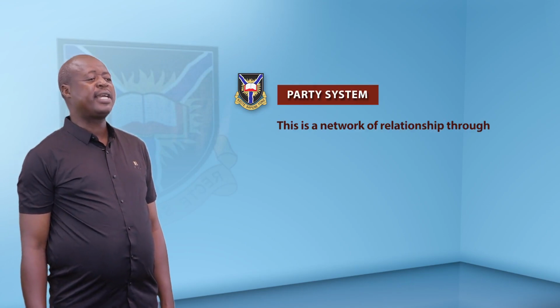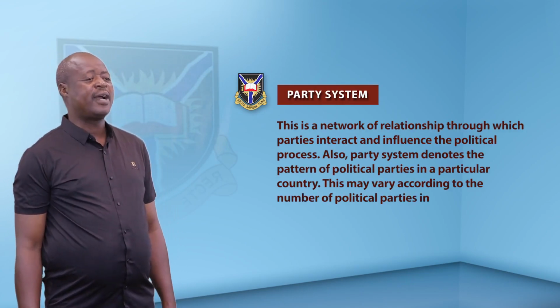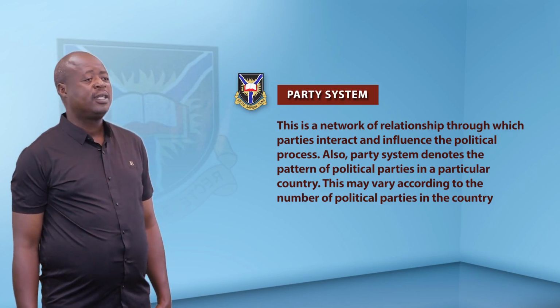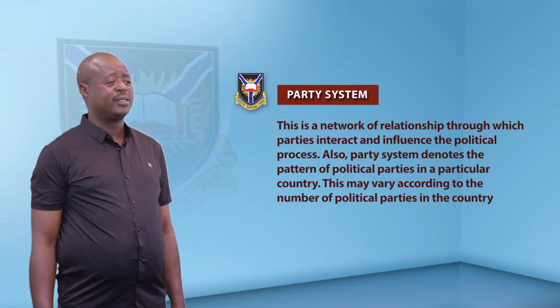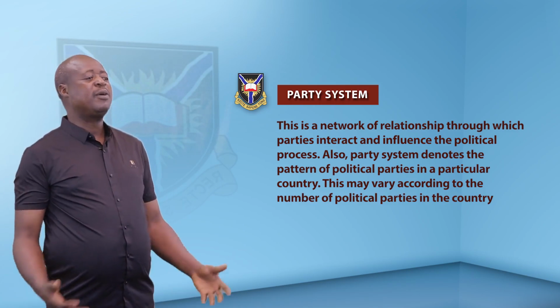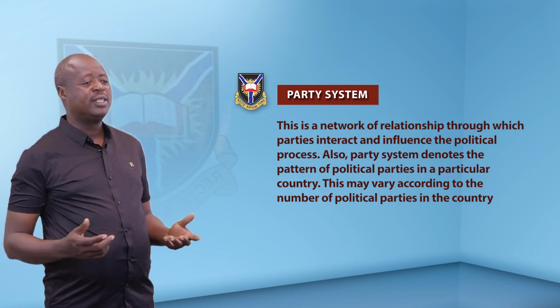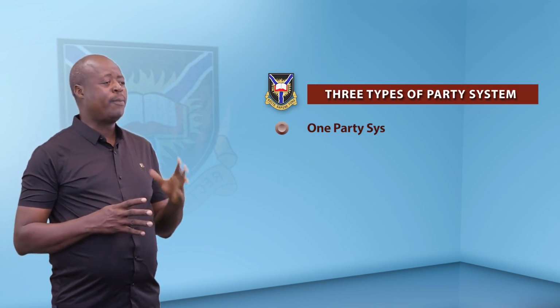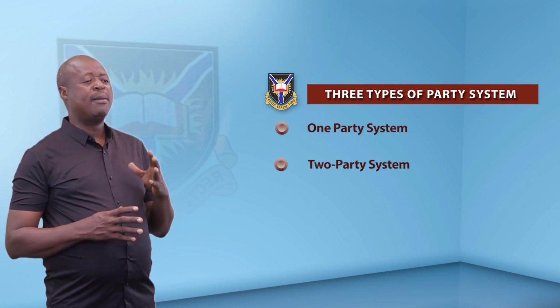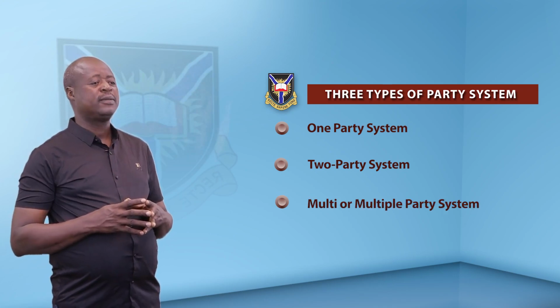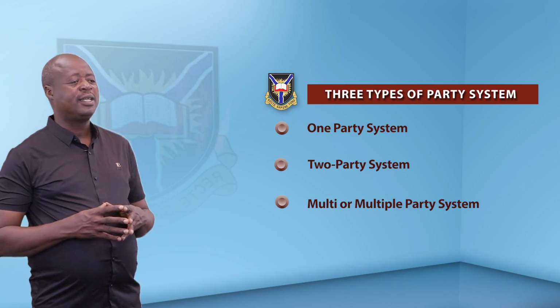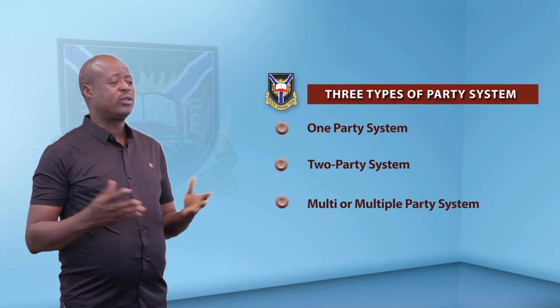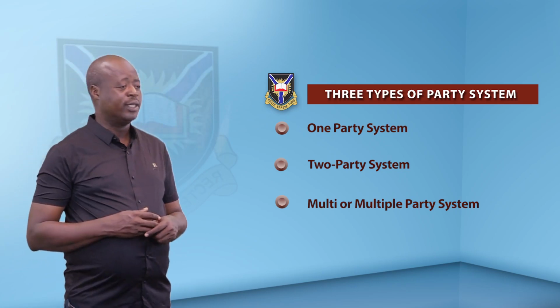Next for our discussion is party system. Party system is a network of relationships through which parties interact and influence the political process. Also, party system denotes the pattern of political parties in a particular country. This may vary according to the number of political parties in the country. There are 3 types of party system, namely one-party system, two-party system, and multiple party systems. Each category has its advantages and disadvantages. Let us examine these party systems one after the other.